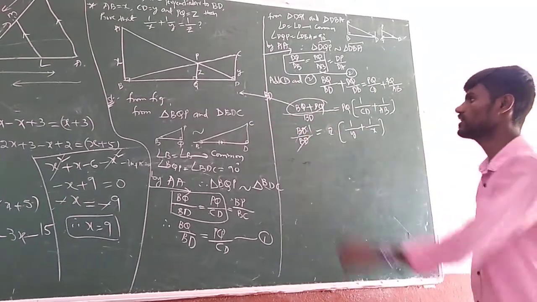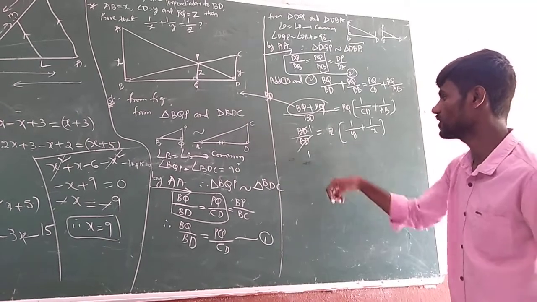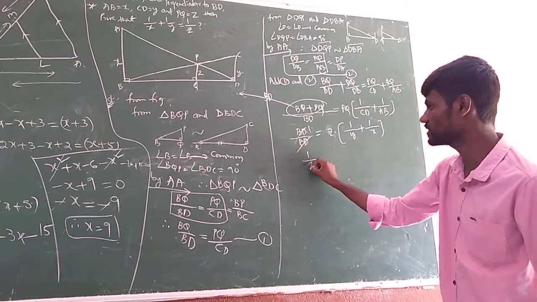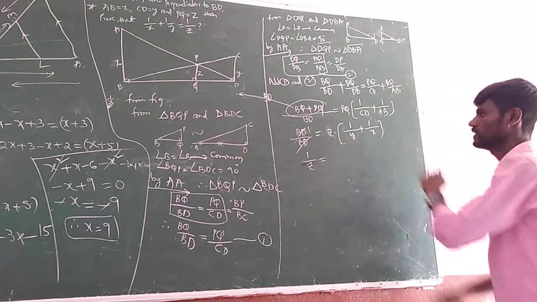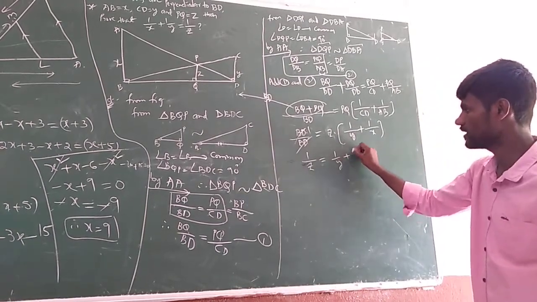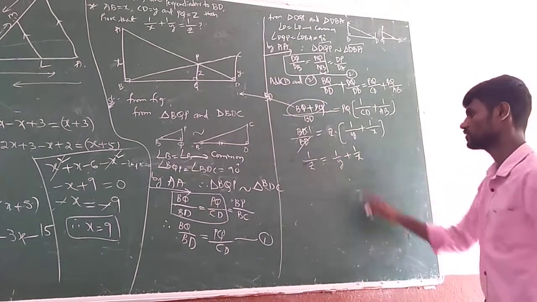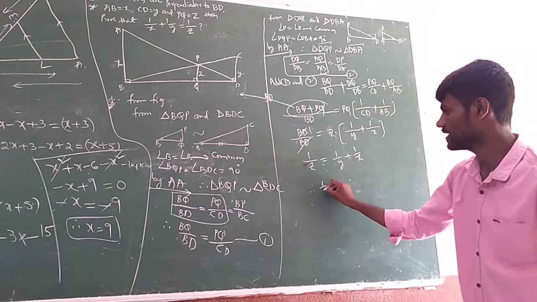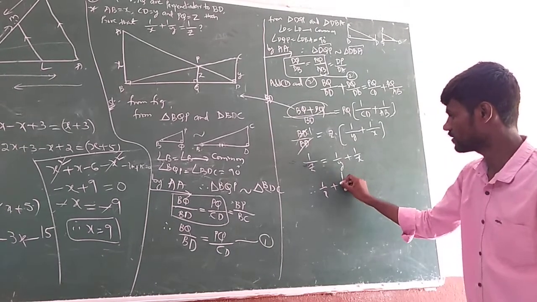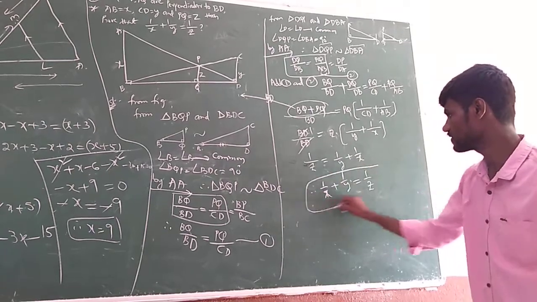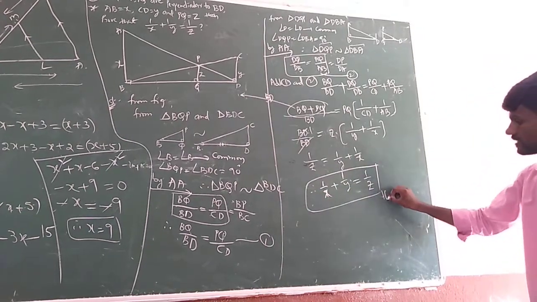BD by BD is 1, so we get 1. Transpose Z to the opposite side. Here it is multiplying, so on the opposite side divide: 1 by Z equals 1 by Y plus 1 by X. Just rearrange it. Therefore, 1 by X plus 1 by Y equals 1 by Z. That is the thing we have to prove.